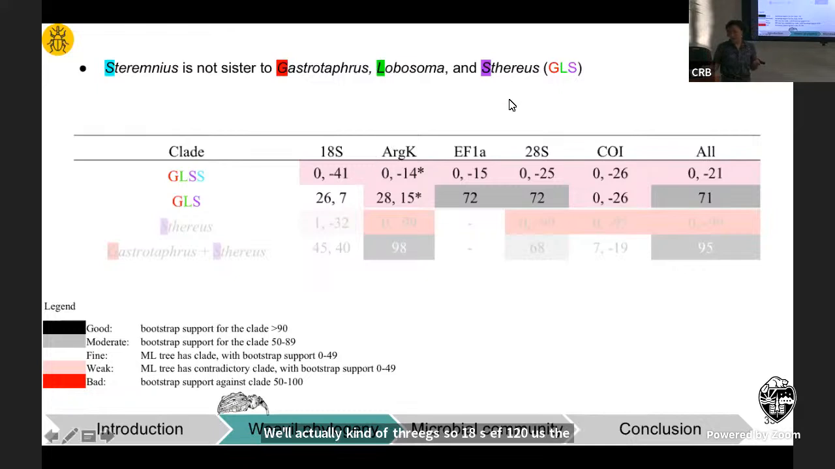In arginine kinase and CO1, there's not very high support for the clade, but there's also not high support for a contradictory clade. And importantly, I want to note that for arginine kinase, I only had 1 specimen of lobosoma that I was able to sequence data for. So it makes arginine kinase a little bit weaker information in terms of how lobosoma would fit into this equation.